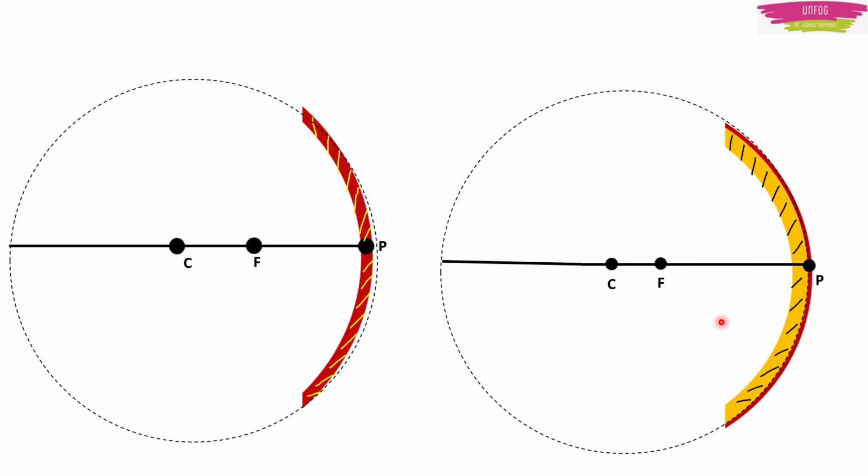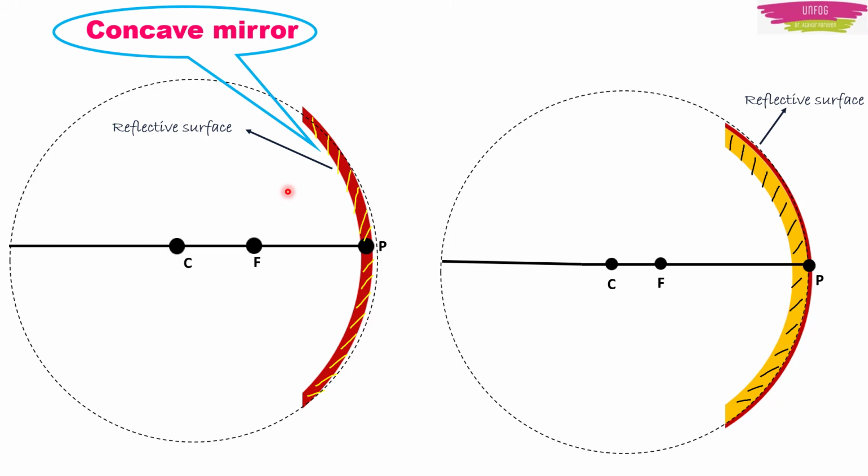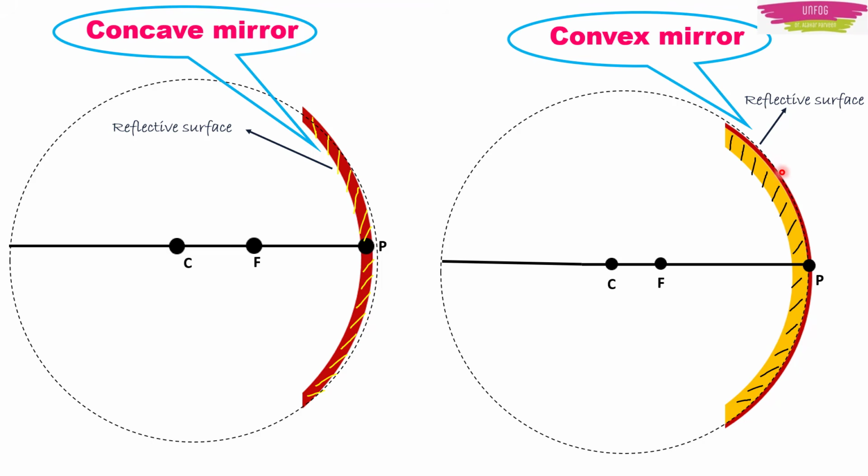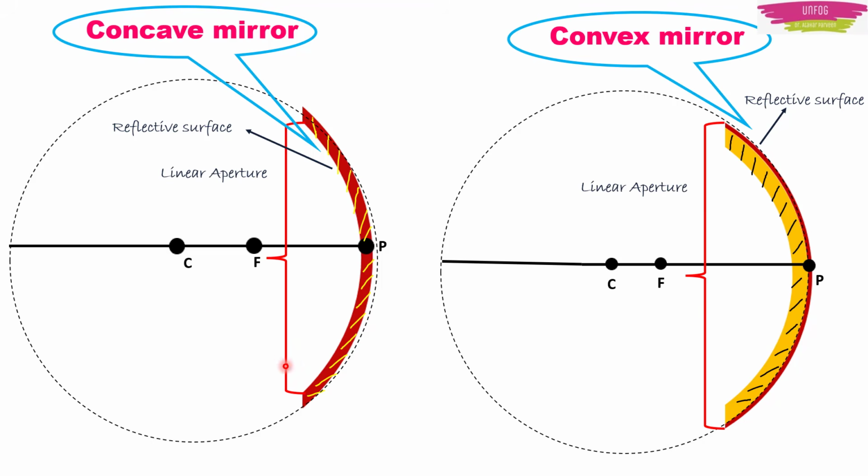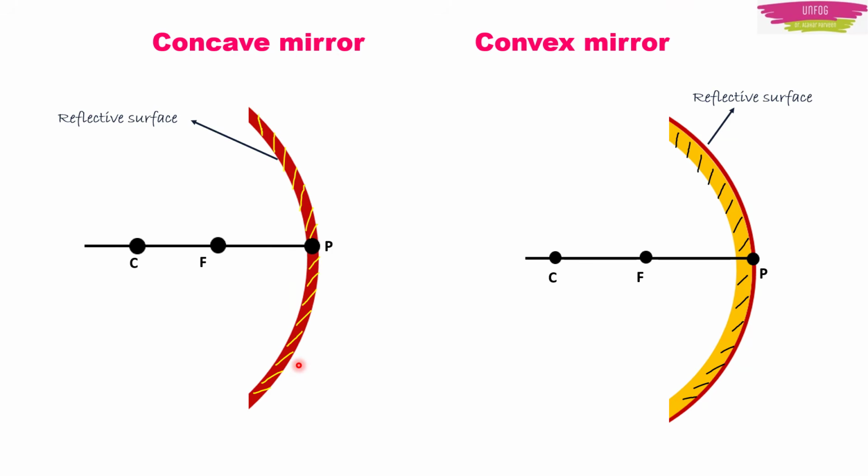Now imagine that there is a circle. Actually, these mirrors look like half circles, right? Complete these circles. Imagine that these are complete circles. Here this is the reflective surface, this is a concave mirror. Now this is the reflective surface here, the outside one, this is a convex mirror. And this is known as the linear aperture, whatever the space is with the mirror.